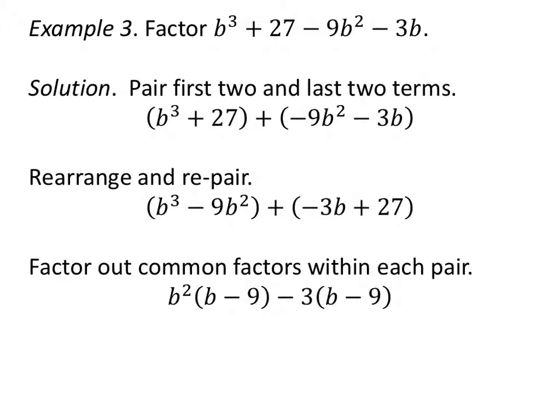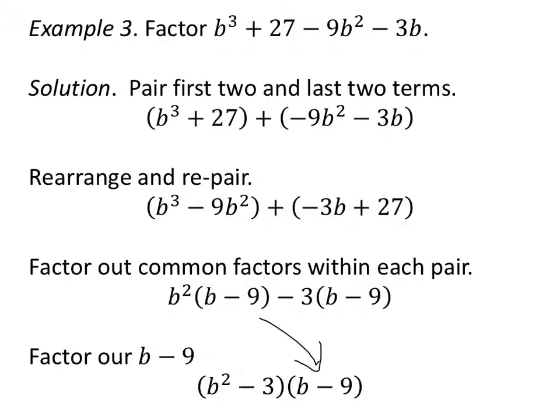And now we see the magic. We've got the b minus 9 in both of those. We can factor that out. When we do that, we have a b minus 9 at the back end. Both of those came from that. And then on the front, we have a b squared that goes there, minus 3 that goes there. Now, you might ask, can I factor b squared minus 3? It turns out there are ways to factor it, but you have to introduce square roots. We're not going to go into that in this particular example.